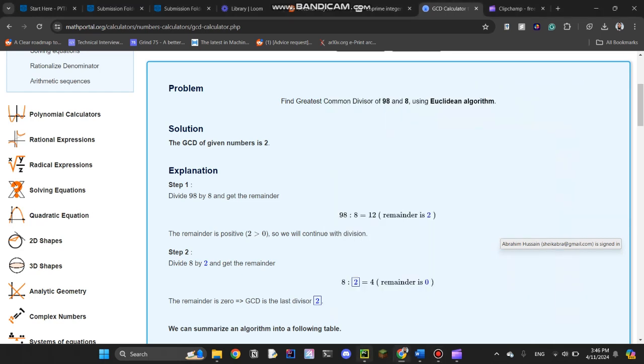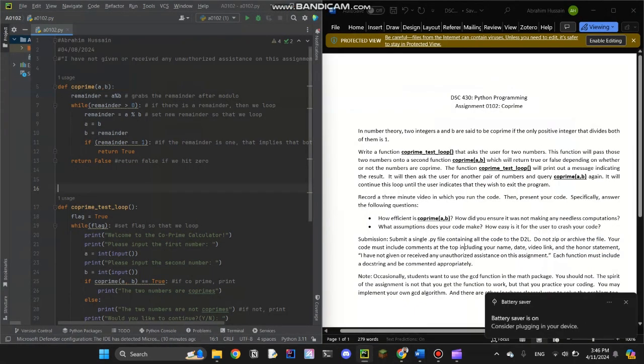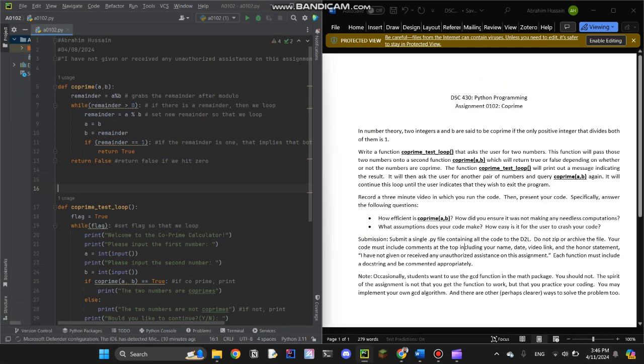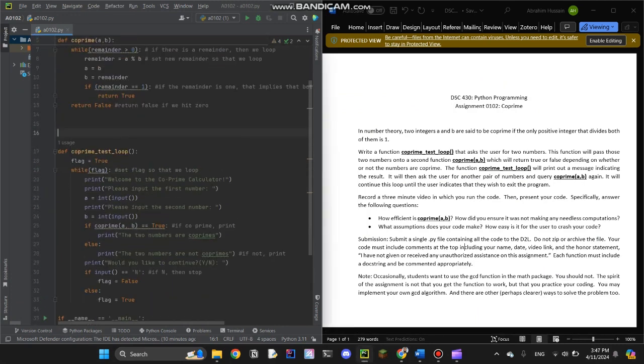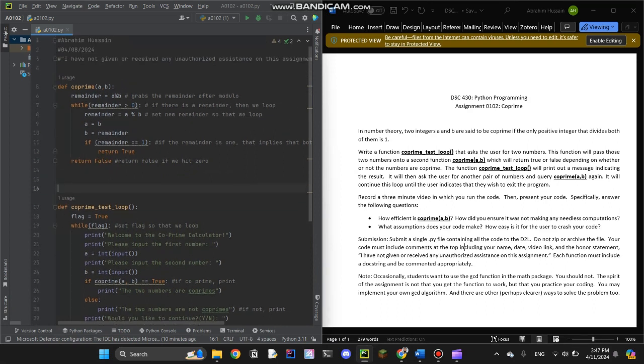Okay, so this is my recording for assignment two of the Python programming class, the coprime assignment. So this is sort of the code overall. There's two functions, there's coprime and then coprime test loop. I'm going to go over coprime because this is sort of the big theory of it, right?